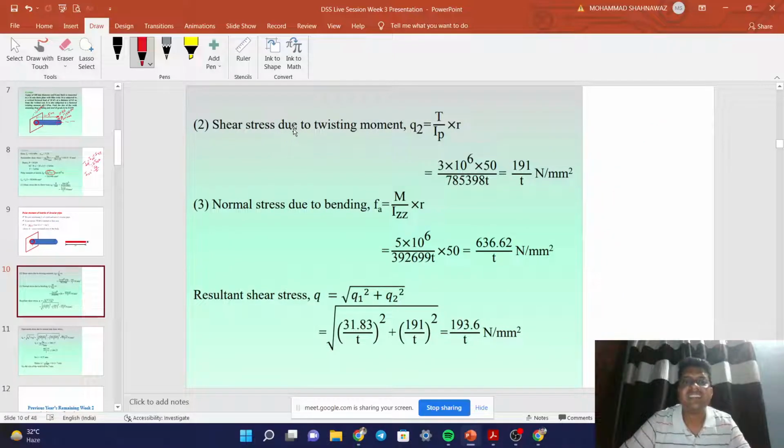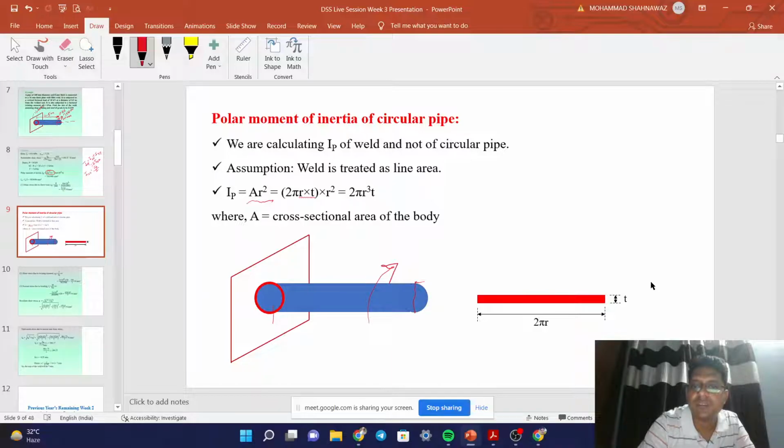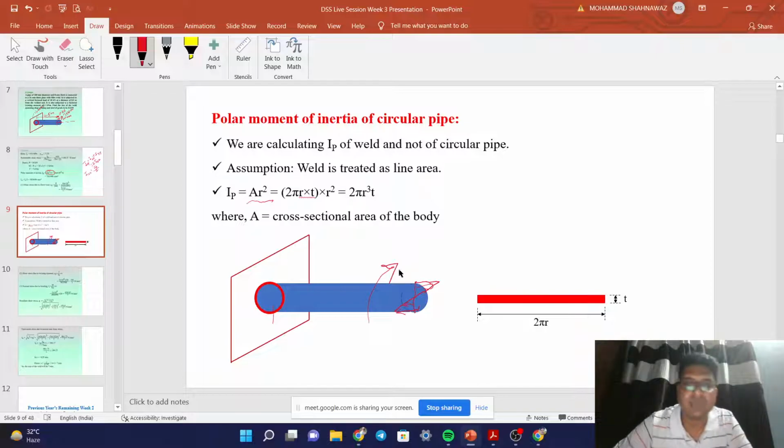Further, we have to calculate shear stress due to twisting moment. How will shear stress come due to twisting moment? We are applying torque here. When you consider this cross section and apply torque, above this the shear stress will act in this direction, and below this it will act in this direction. So this is the indirect shear stress which is generated by applying this torque. So we have to calculate it.